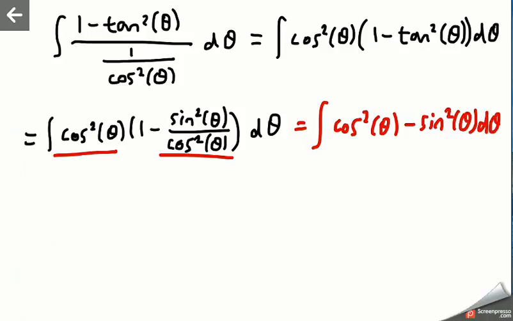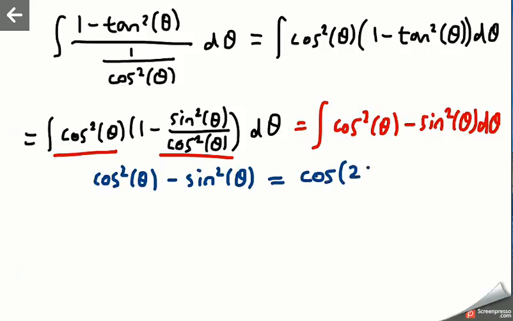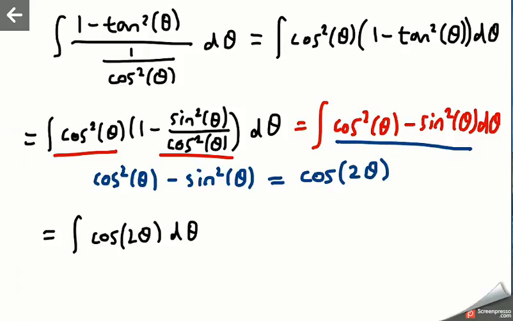Now we need to use a trigonometric identity. You can go pull up a list of trig identities, and that list will tell you that actually cosine of theta squared minus sine of theta squared is actually equal to cosine of 2 theta. So this thing right here is just equal to cosine of 2 theta. And so this whole thing collapses down to the antiderivative of cosine of 2 theta, d theta.